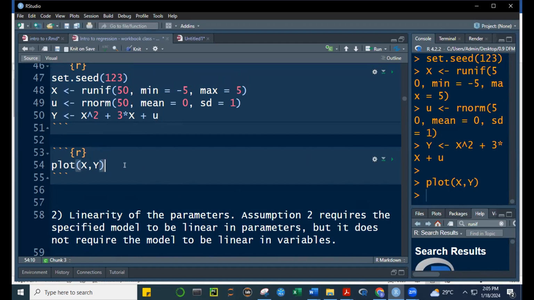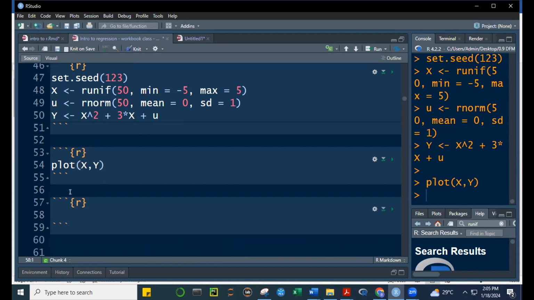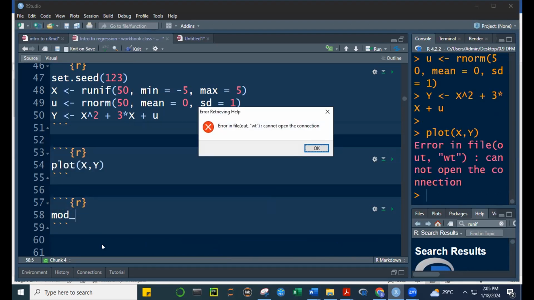Okay, sige. So let me just introduce to you now, how do we generate a linear model, an OLS, ordinary least squares model. So let's create a model called mod. Let's name it mod S.